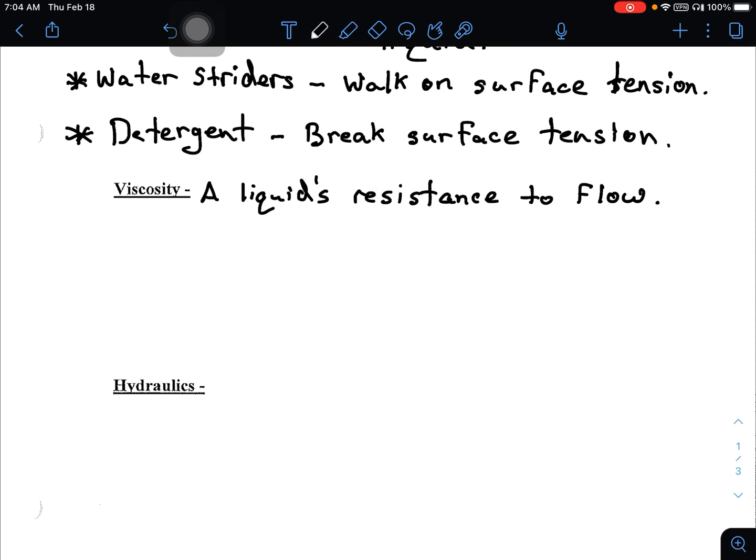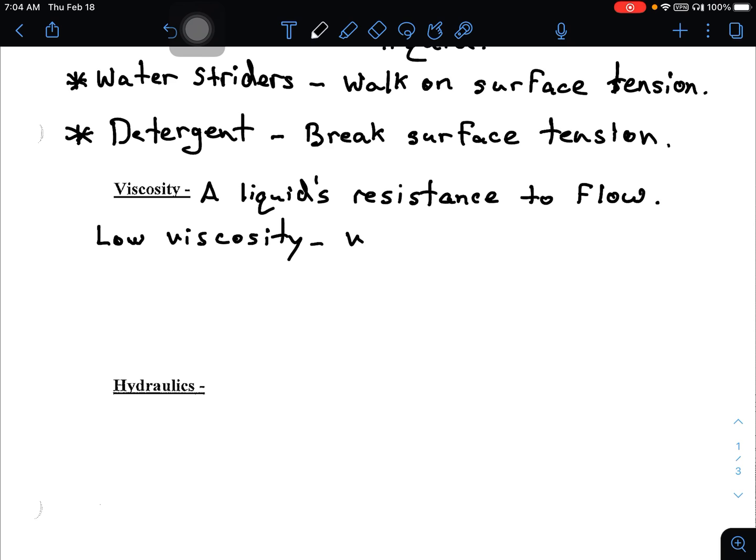Some of them flow really easy. A glass of water is an example of something that you turn it over or turn it on its side and the water flows right out real fast. Okay, so we would say that has a low viscosity. Substances which can flow easily and quickly have low viscosity.